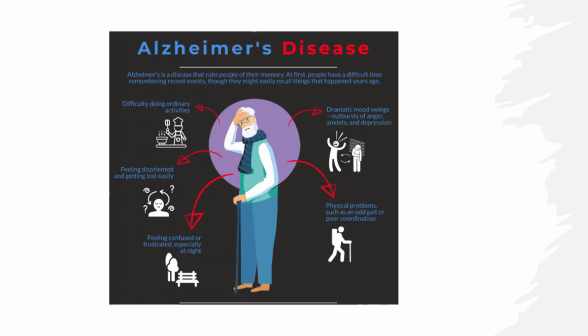As you can see on this infographic, some symptoms of Alzheimer's include difficulty doing ordinary activities, feeling disoriented and getting lost easily, feeling confused or frustrated, especially at night, dramatic mood swings such as outbursts of anger, anxiety, and depression, and physical problems such as an odd gait or poor coordination.